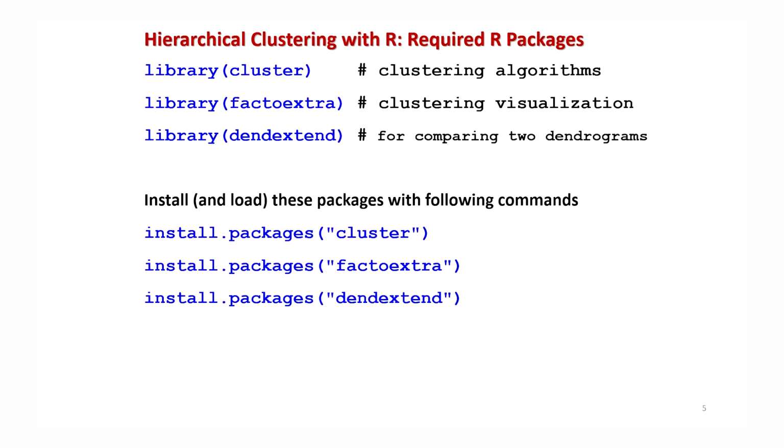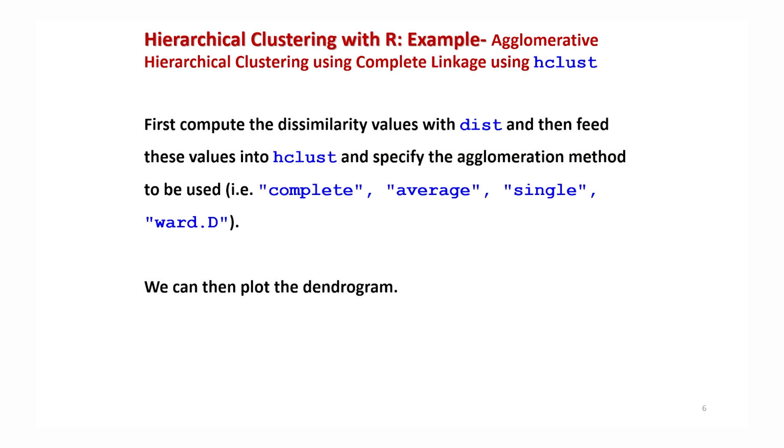Now after that, as I told you in the last lecture, we are going to use these 3 packages: cluster, factoextra, and dendextend. So we try to install them and then load them, although we did it in the last lecture also. Now we first use the command here, and we will try to use the agglomerative methods with different options like complete, average, single, ward, etc.